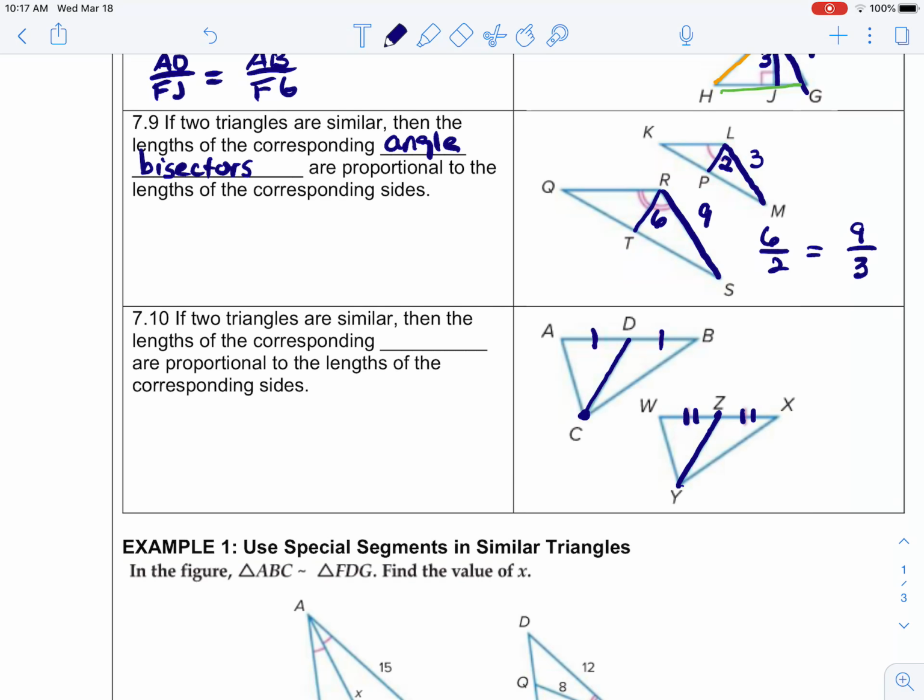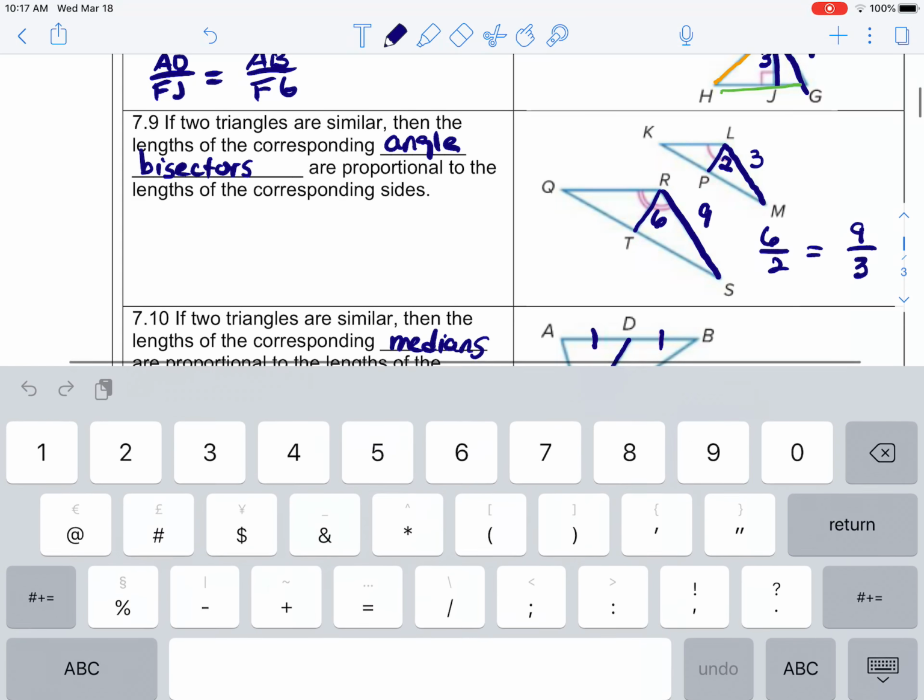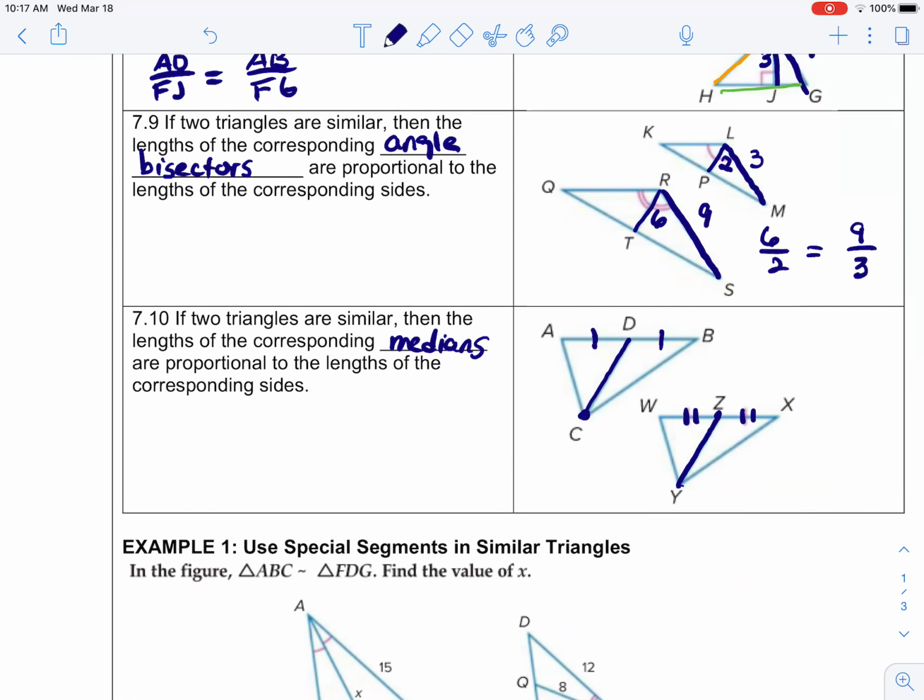And so if two triangles are similar, then the lengths of the corresponding medians are proportional to the lengths of the corresponding sides. So in case we want to put numbers on here, we certainly can. Let's try that. So we have 10, and let's make it 5. Not being very original, but oh well. 2-to-1 ratio there.